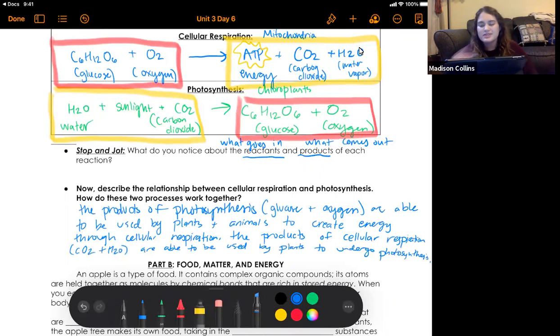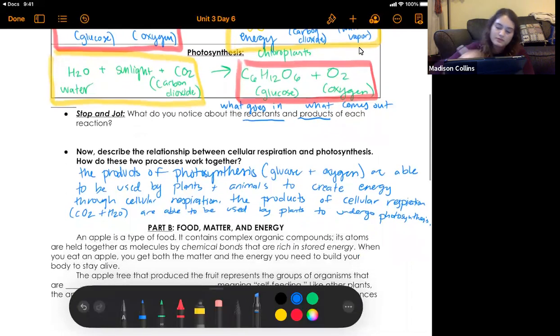Okay, so what ends up happening is these two processes kind of create this never-ending loop where what is produced by photosynthesis goes directly into cellular respiration, and what's produced by cellular respiration goes directly into photosynthesis. So they feed into each other and create this endless cycle or loop. So I'm going to add that this creates a cycle or loop where these things just keep happening over and over and over because the products of one are needed for the other.